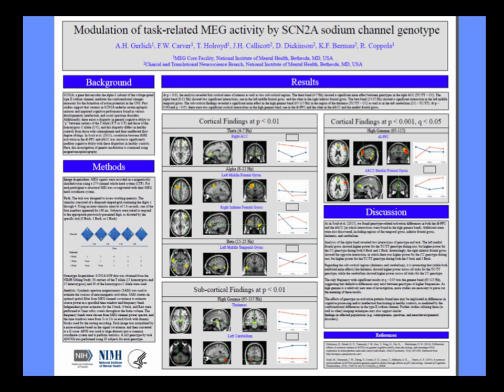I'm just going to run through some of the kinds of studies that we've done. Again, this is looking at sodium channel gene versus MEG activity. And again, we find a very similar region, and that follows in terms of the two different allelic variations on the sodium channel.